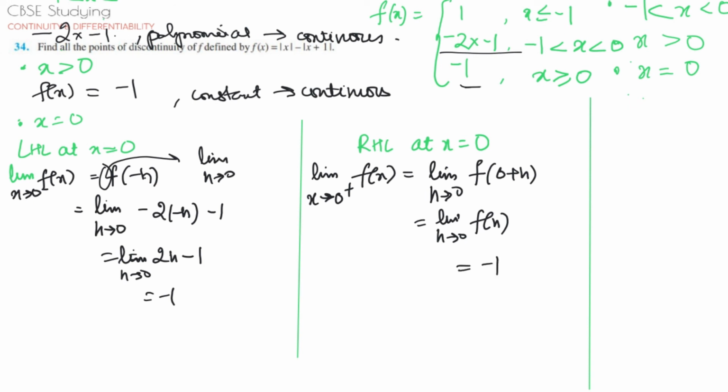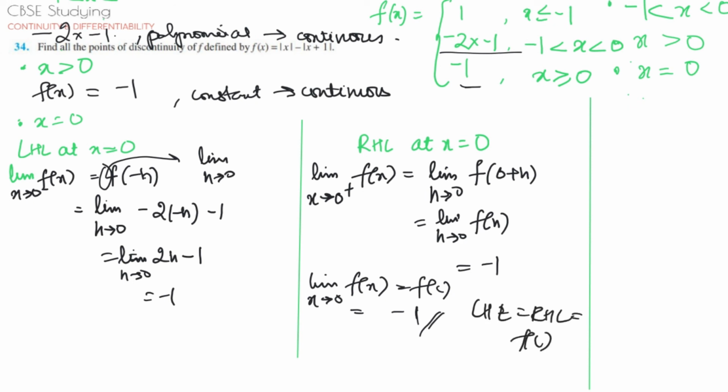Now we need to check limit x tends to 0, f of x at 0 equals f of c. So what is the value of this at 0? It is given to us as minus 1. So LHL is equal to RHL is equal to f of c. Therefore, even at this condition, it is continuous.